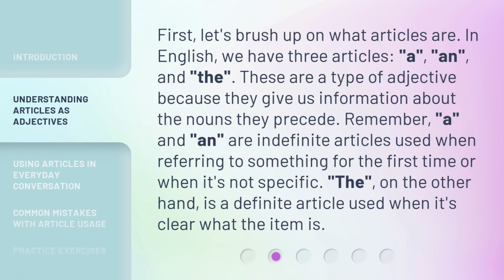First, let's brush up on what articles are. In English, we have three articles: a, an, and the. These are a type of adjective because they give us information about the nouns they precede. Remember, a and an are indefinite articles used when referring to something for the first time or when it's not specific. The, on the other hand, is a definite article used when it's clear what the item is.